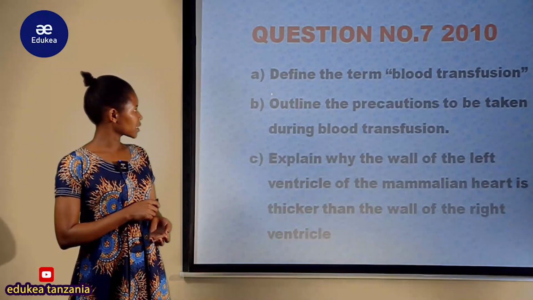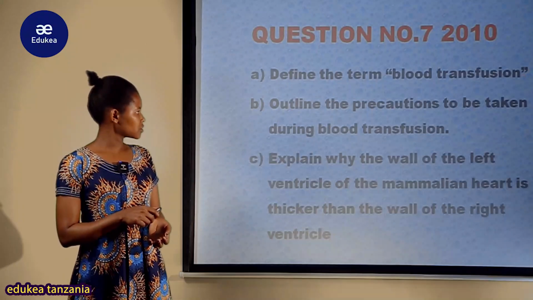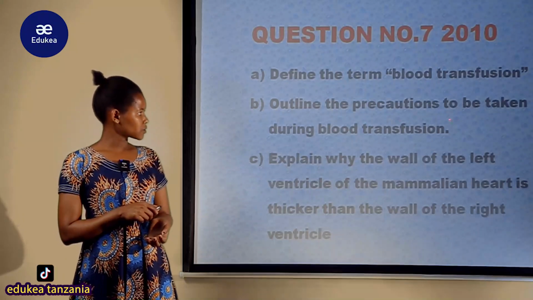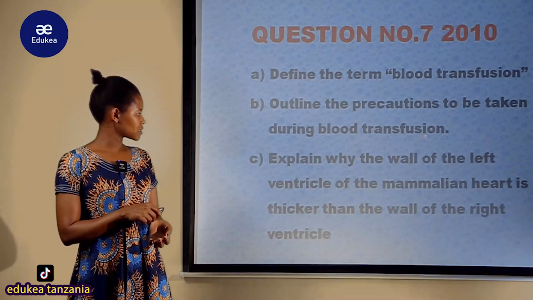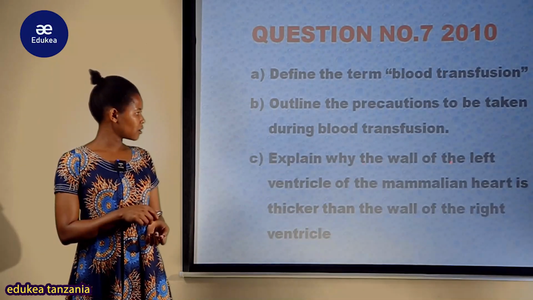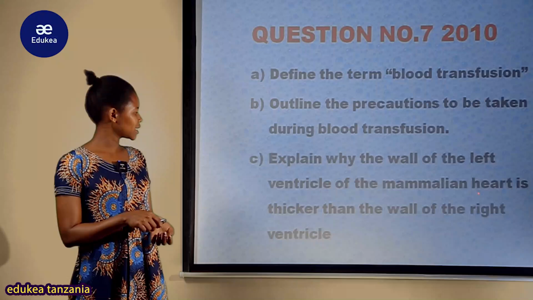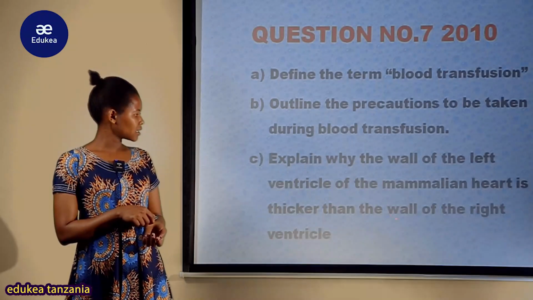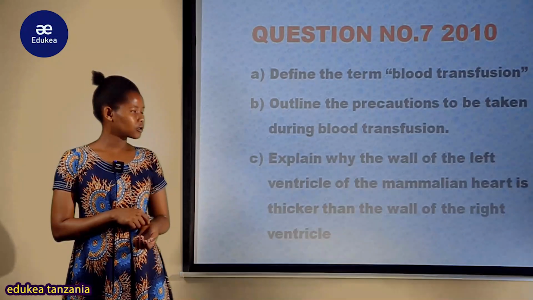On this question we are required to define the term blood transfusion, also to outline the precautions to be taken during blood transfusion. And part C need us to explain why the wall of the left ventricle of the mammalian heart is thicker than the wall of the right ventricle.